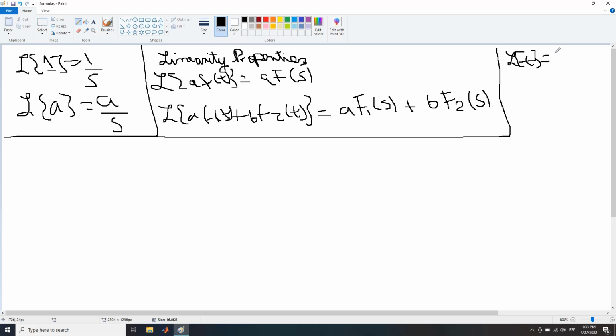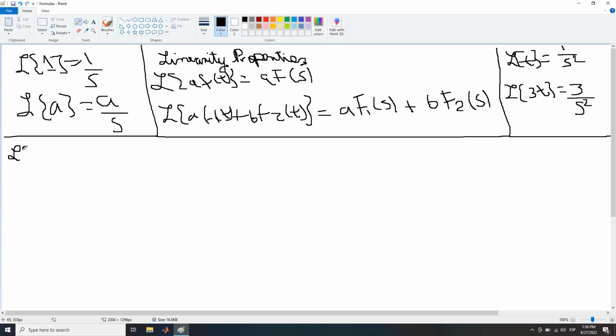According to the Laplace tables, this is equal to 1 over s squared. So for example, the Laplace transform of 3 times t will be equal to, according to our linearity properties, 3 times the Laplace transform. So 3 times 1 over s squared is equal to 3 over s squared.